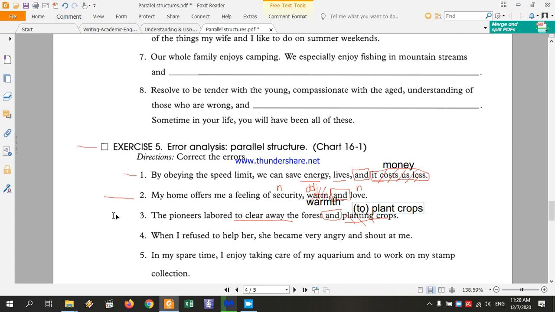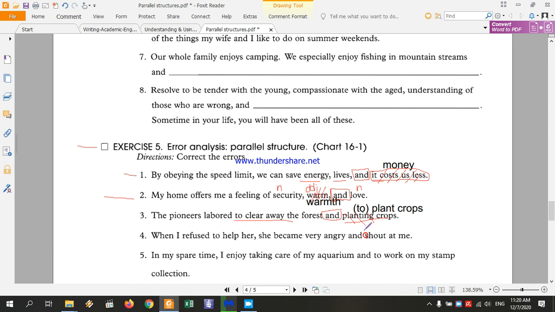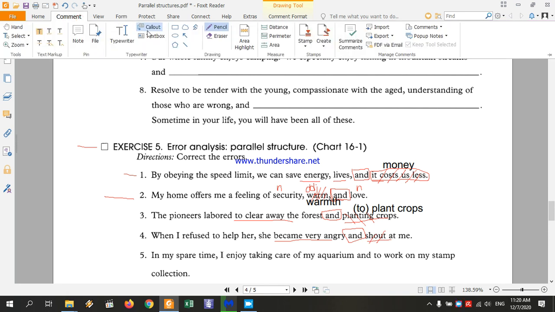Number 4: When I refused to help her, she became very angry and shouted at me. Okay, first, where's the pencil? And that's our and. We have located it. So she became, that's a verb in the past simple, and shouted. We shouldn't say shout, we should say shouted.